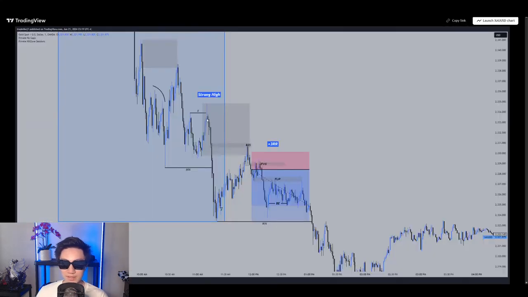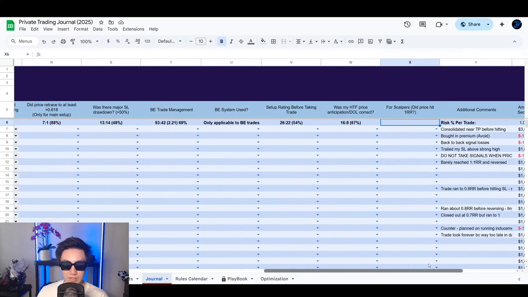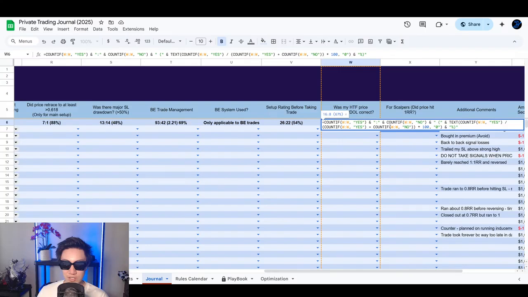For example, let's say I open this trade up here. All right, you guys see the trade, right? Did it go 1-to-1? Even if it goes 3-to-3, 4-to-4, 5 risk reward, I don't care. Did it go 1-to-1? Yes. So all I do here in my journal is I put yes, and then I keep track of basically the yes or no ratio.